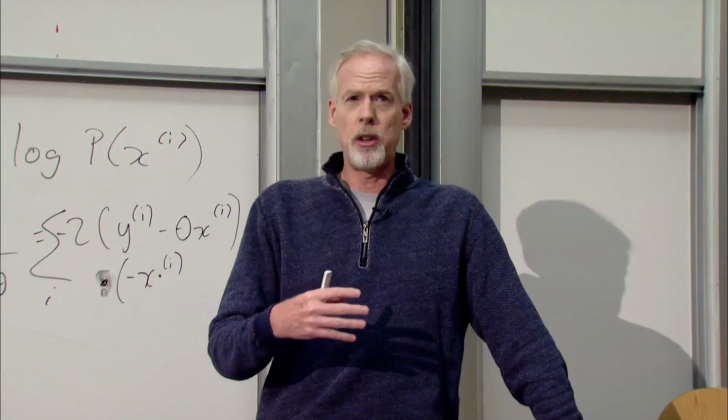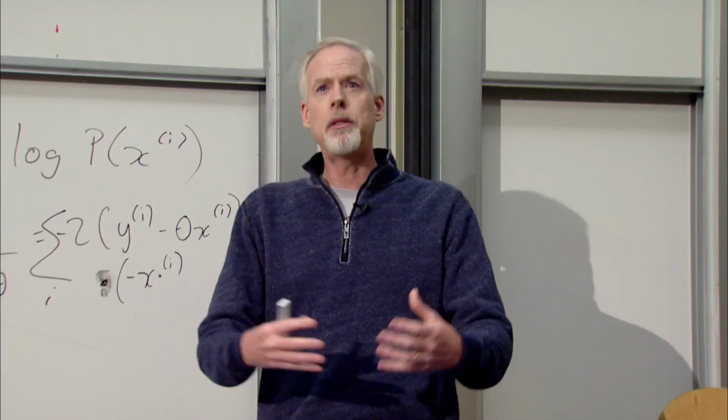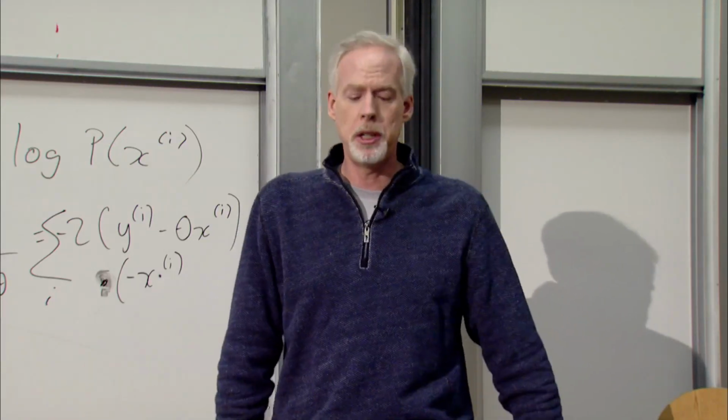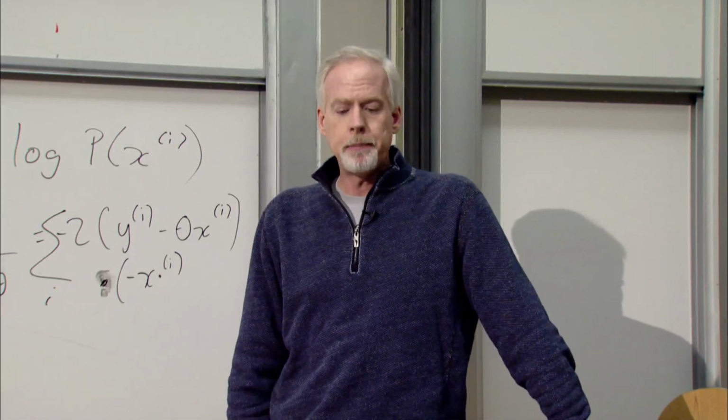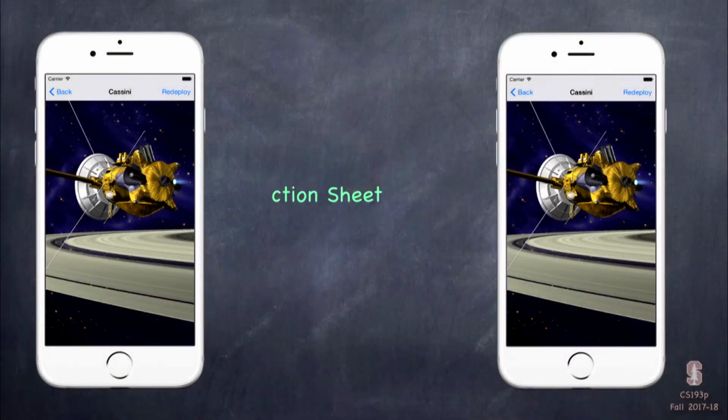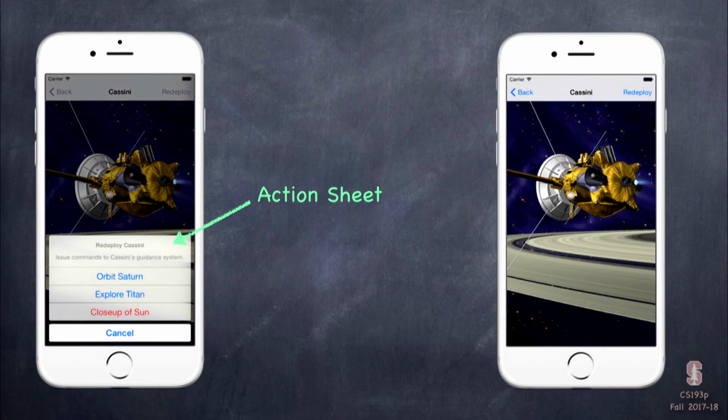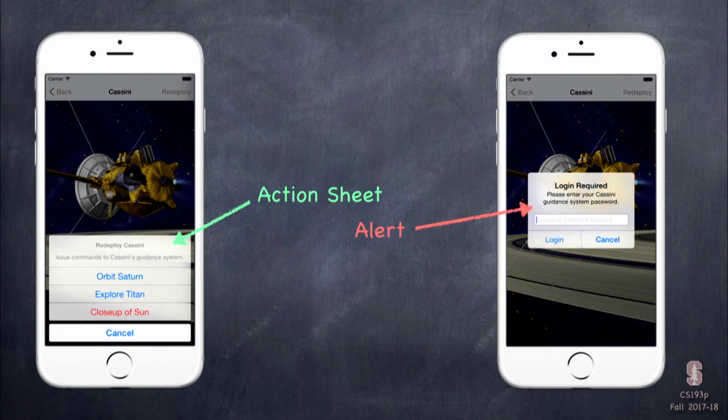It's not like an alert in that it's for unusual circumstances. It's normal branching decisions that you would have to make. So here's what these things look like. An action sheet slides up from the bottom like that and can have pretty much any number of buttons, although obviously you wouldn't want it to fill the whole screen. And then an alert, you've seen those. They come up in the middle of the screen. They might even have a little text field in them as well.